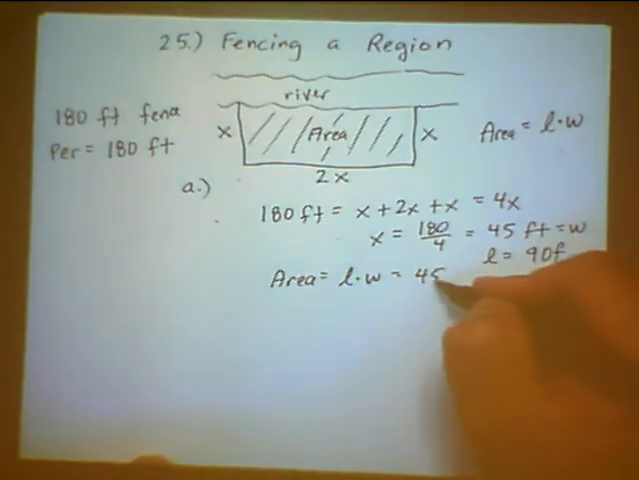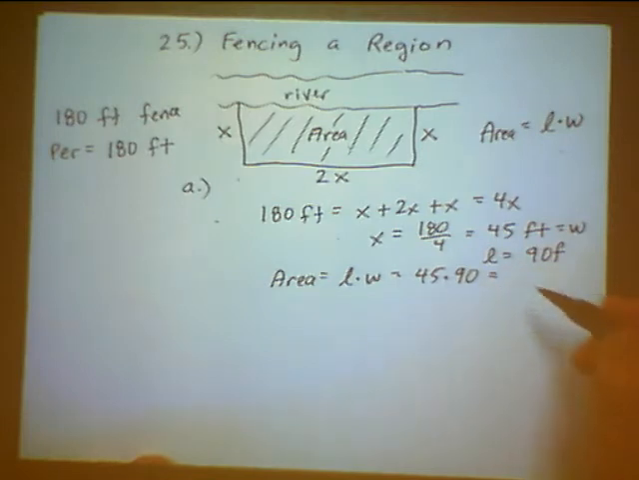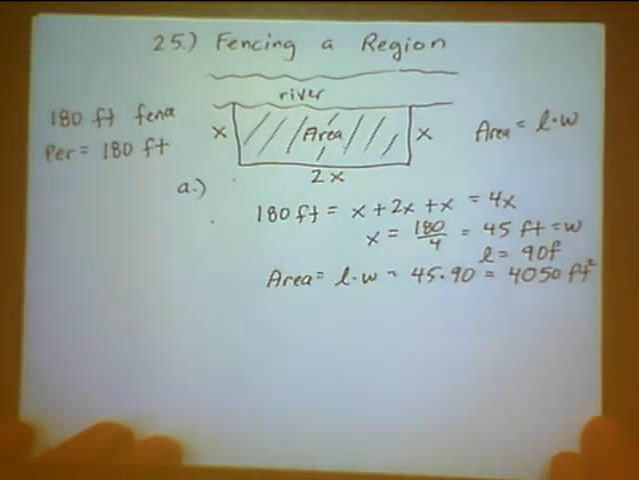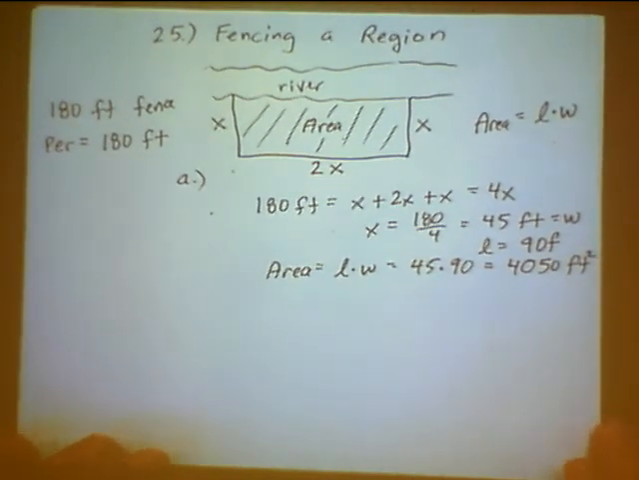and therefore my area, length times width, is 45 times 90, which equals 4,050 square feet. So that's for part A, the first scenario.